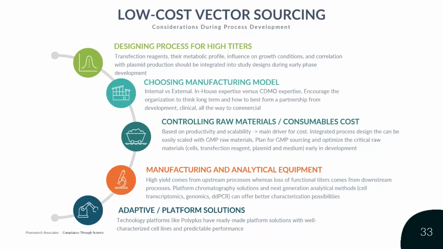But if you guys remember earlier, I talked about really nailing your process design to the point where you understand what your impact is based on reagents. You really understand what metabolic profile is going to give you the highest vector viral genome titers. And these really all need to be integrated during early phase development. And so when we're choosing the manufacturing model, it's actually really important to think about, well, do I have the in-house expertise and the time to do this versus CDMOs?